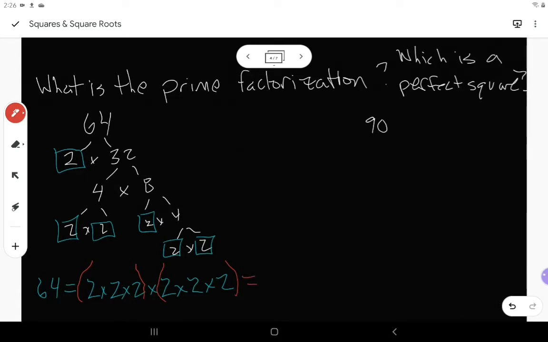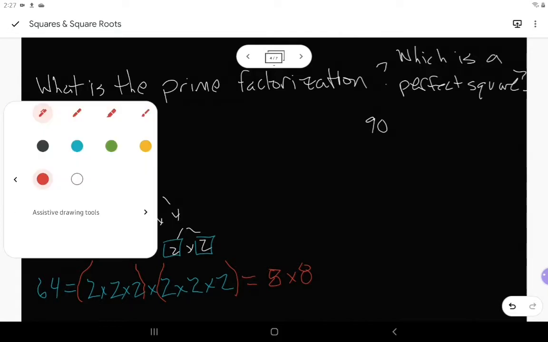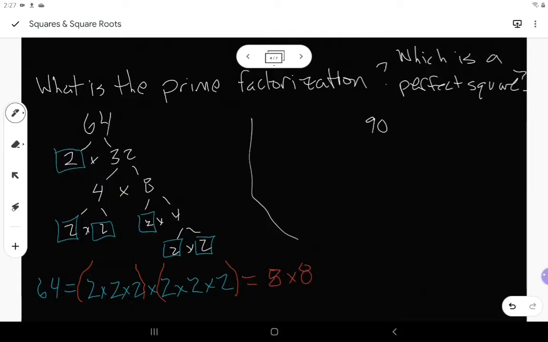And 2 times 2 times 2 is 8. And so you probably knew 64 was a perfect square because you knew it was 8 times 8. And when I do that prime factorization, you can see that I get an even or equal number of each of my prime factors so that I can split them into 2 equal groups. Let's try it with 90. Let's see if 90 is a perfect square.